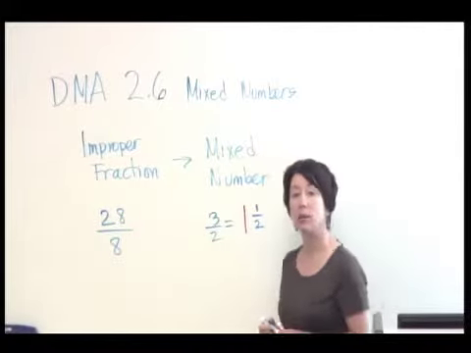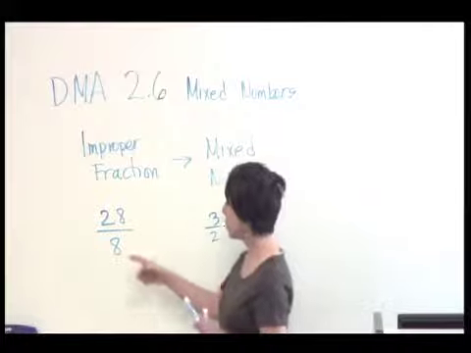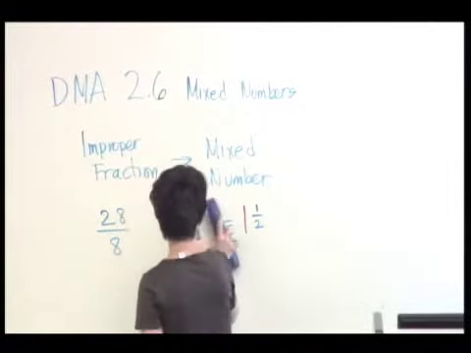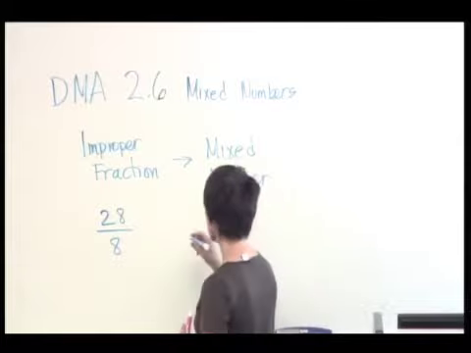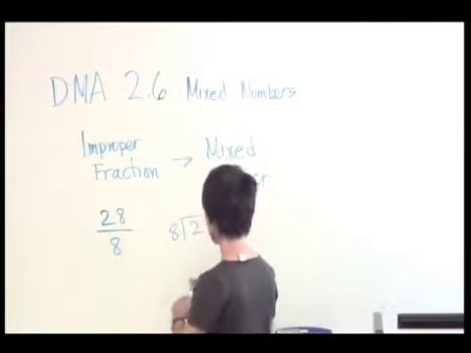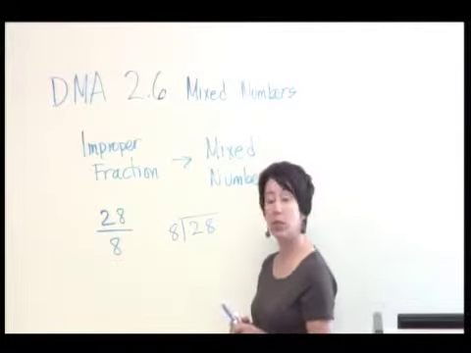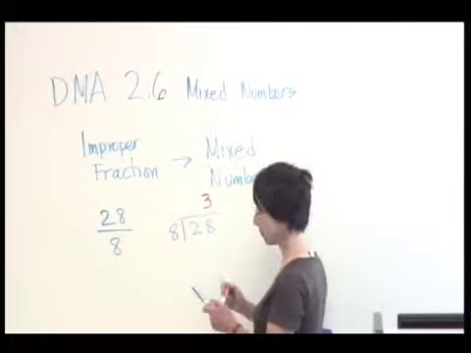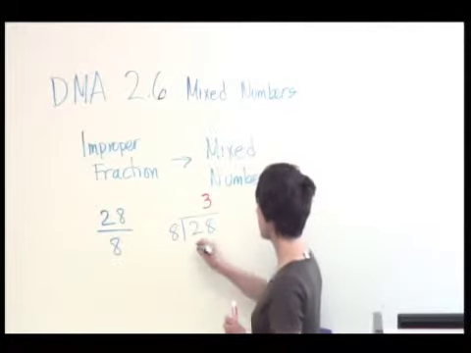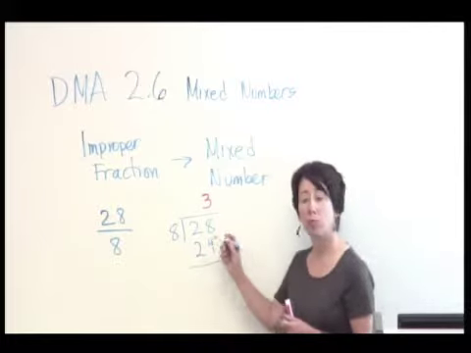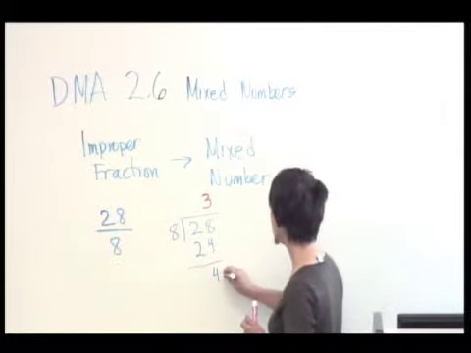Let's look at 28 over 8. So what we're going to do is divide 8 into 28. So 8 goes into 28 3 times. 3 times 8 is 24, and 4 from 28 is 4. That's my remainder.